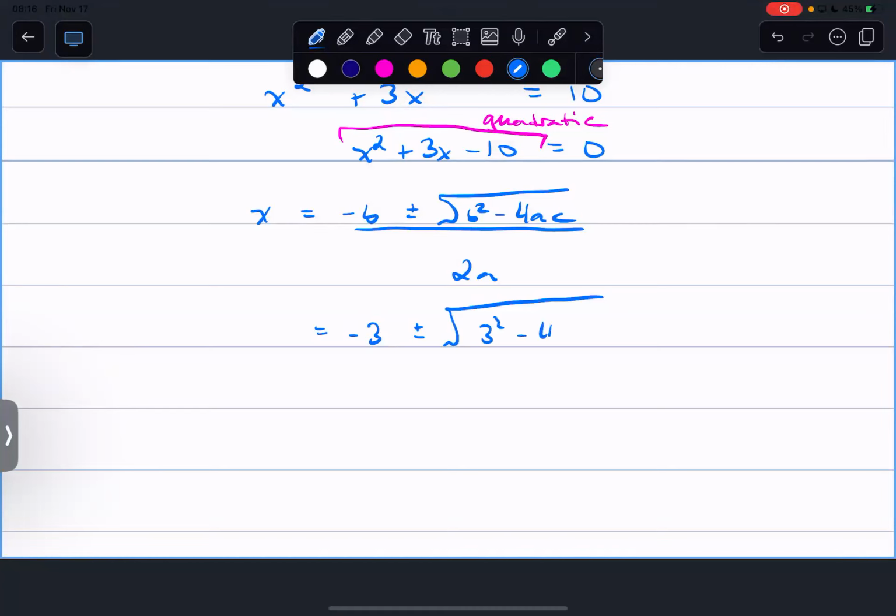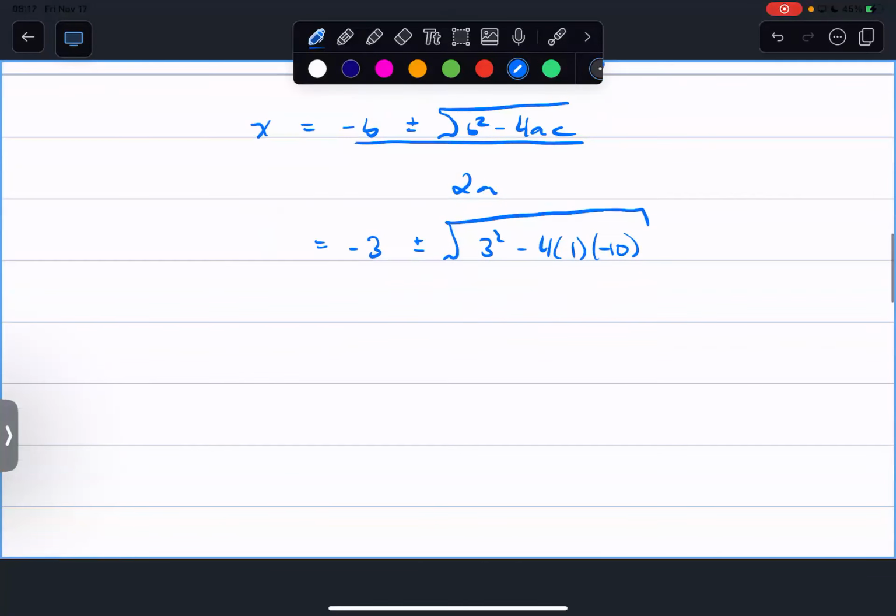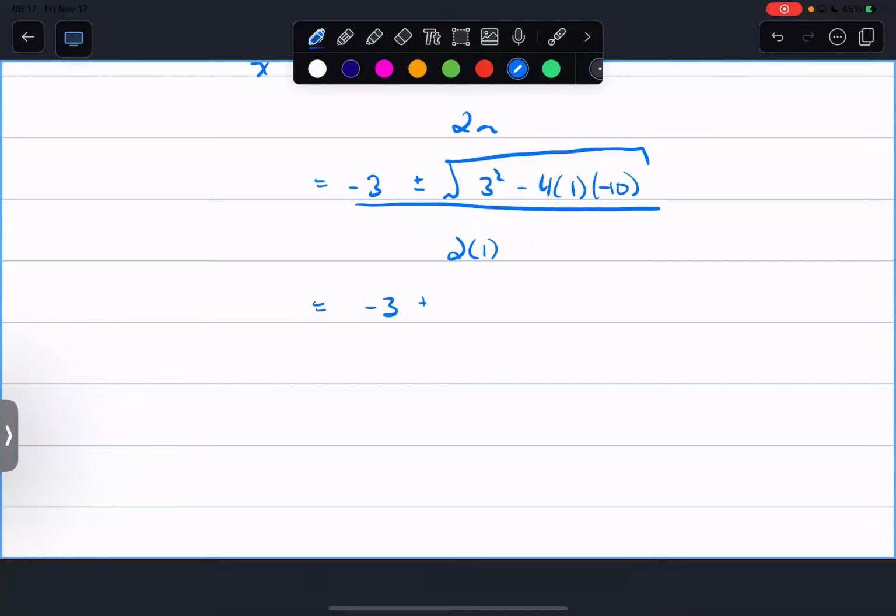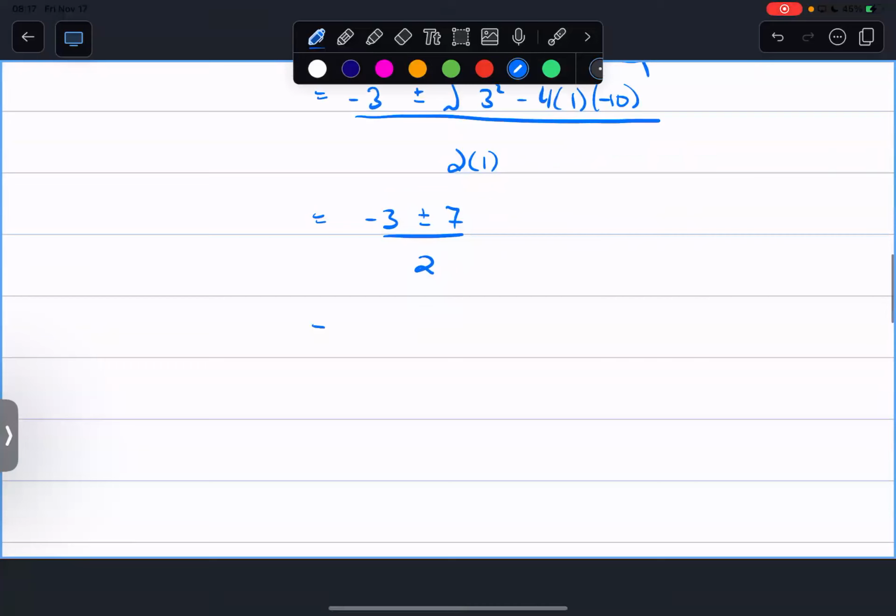3 squared minus 4 times 1 times -10. Square root of 49 is 7. -3 plus minus 7 divided by 2. -3 minus 7 is -10 divided by 2, -5. And -3 plus 7 is 4 divided by 2.